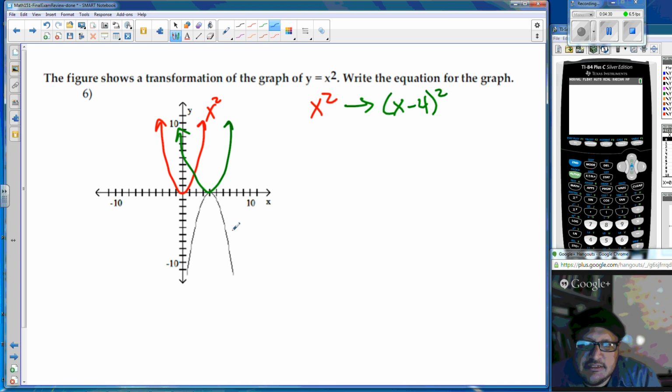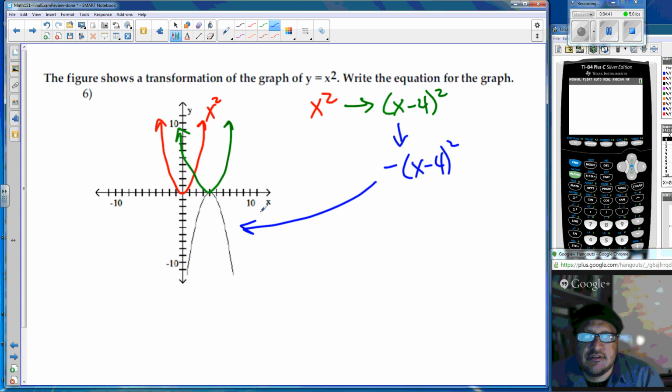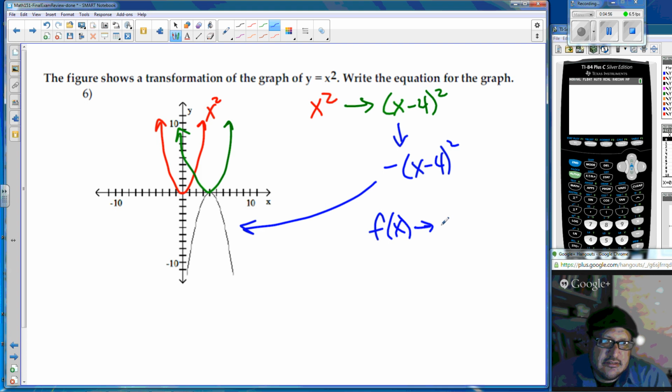And then finally, we're going to shift it downwards. So we just put a negative x minus 4 squared, and that should give us this right here. The reason it's negative is because f of x, to reflect it about the x-axis, you just put a negative f of x. Anything that's positive up here now becomes negative. That's what's going on there.